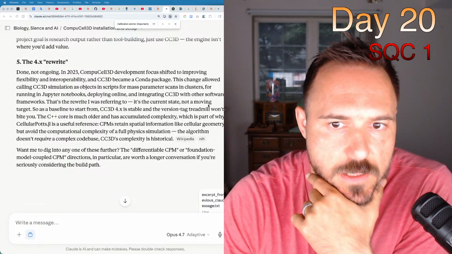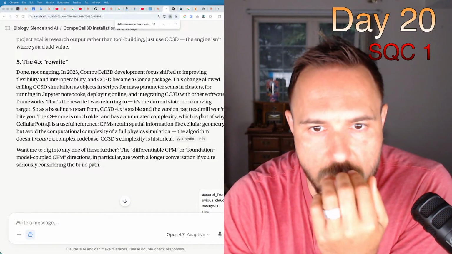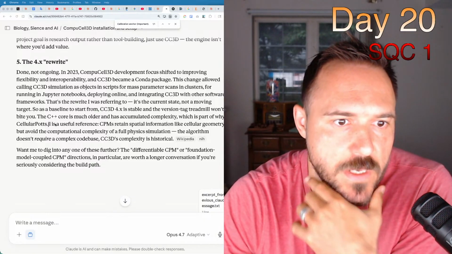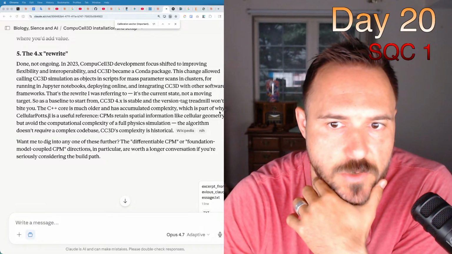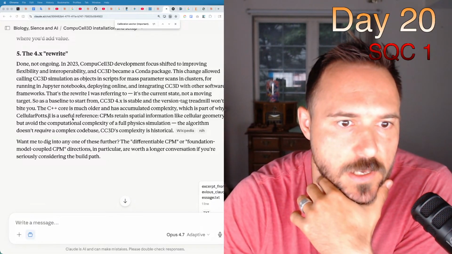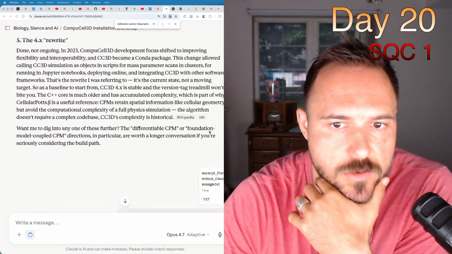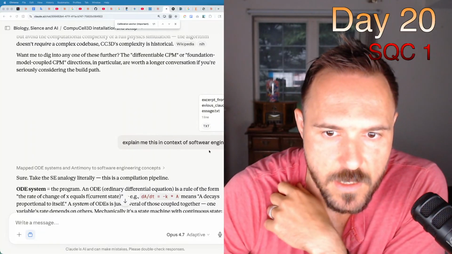This is the current state, not a moving target, so the baseline starts from stable and the version tag treadmill won't bite you. The C++ core is much older and has accumulated complexity, which is part of why CC3D is a useful reference. CPM retains partial information like geometry. Okay, explain to me the context of software engineering.